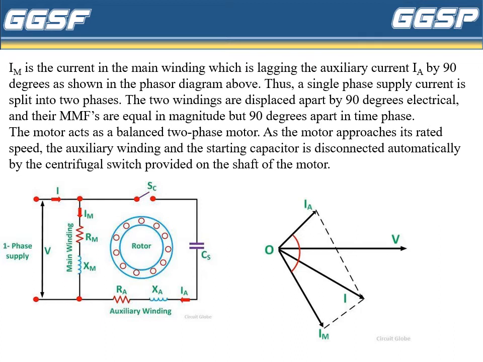As the motor approaches its rated speed, the auxiliary winding and the starting capacitor are disconnected automatically by the centrifugal switch provided on the shaft of the motor.